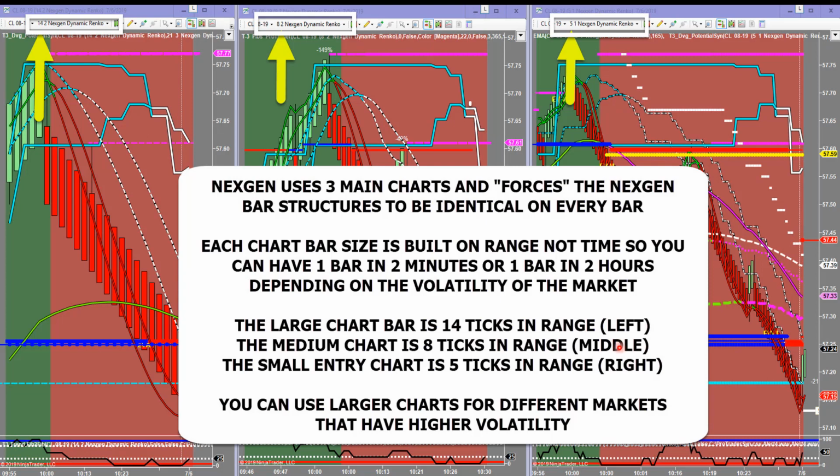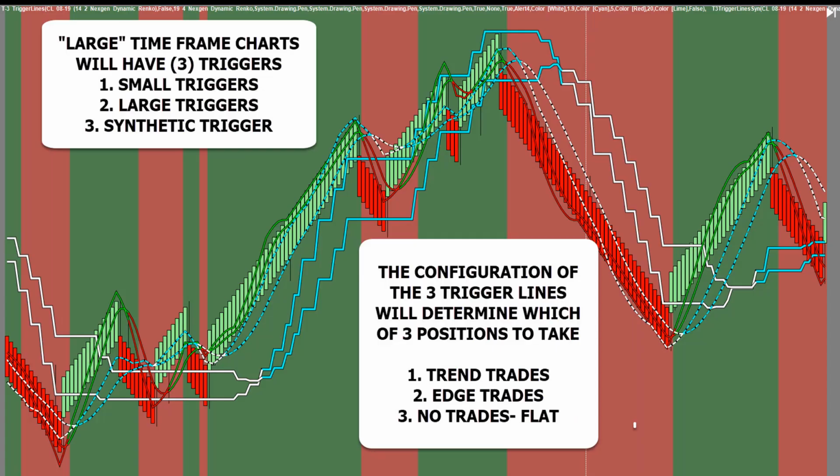So obviously, you don't have to use 14-2. If you're using stocks or NASDAQs or Dow Jones or a more volatile market, this chart will end up being larger than a 14-2. Our large chart, again, think about it. 3 triggers. Small triggers, large triggers, synthetic triggers. And the configuration of these 3 triggers is going to determine whether you're going to take a trade or not.